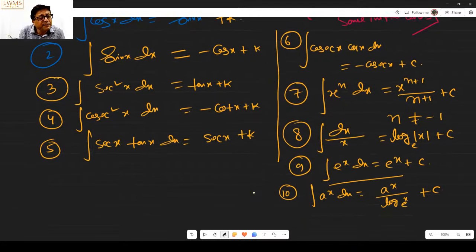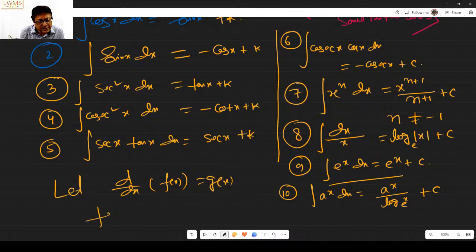So in general, let me write this thing first. Derivative formula for any function: if you have d/dx of f(x) equal to g(x), then integration of g(x) will be f(x) plus c.